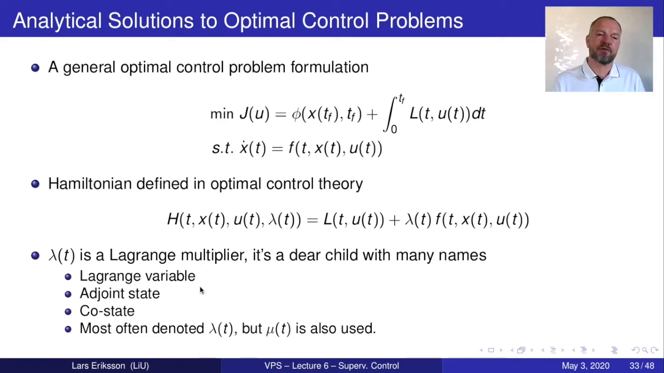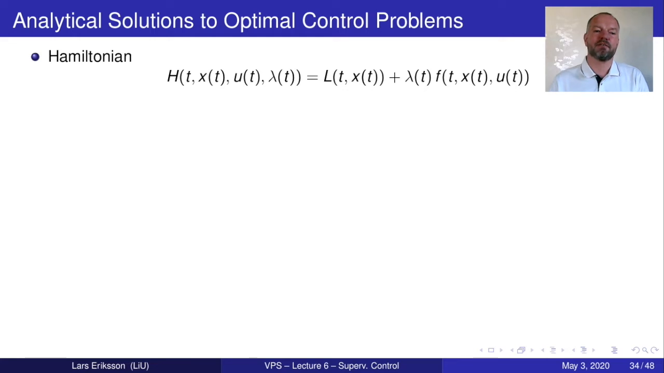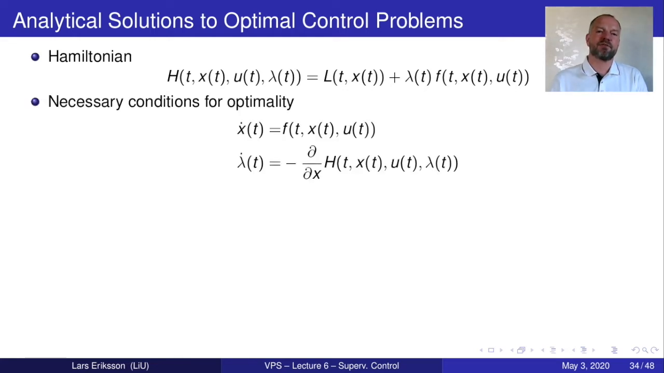So it's a dear child with many names. It's called Lagrange variable, it's called an adjoint state, it's called co-state, and most often denoted lambda of t, but in the book mu of t is also used, just as a preparation for things that you can encounter in the future. The Hamiltonian is repeated here, just to bring it along from the previous page. The necessary condition for optimality is we need to follow the dynamics of the system, that we need to fulfill the rules of the system, Newton's second law, etc. Then, for optimality, the Lagrange multiplier needs to follow a differential equation that is specified like this. So it's a derivative with respect to the state of the Hamiltonian. And that will become useful later.